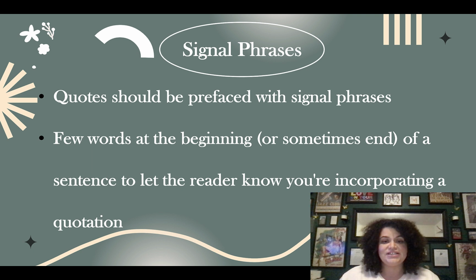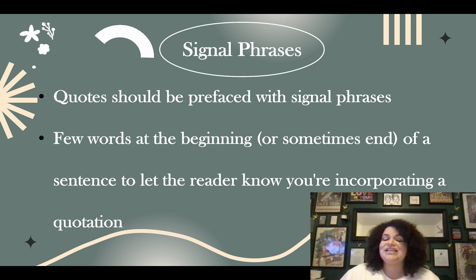So, you've decided that you want to include a direct quotation into your essay, into your writing. What do we do? How do we do it? So, quotes should always be prefaced with a signal phrase. What this means is, or what a signal phrase is, is a few words at either the beginning and or the end of a sentence to let the reader know you're incorporating a quotation, okay?